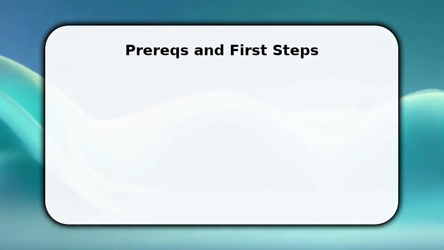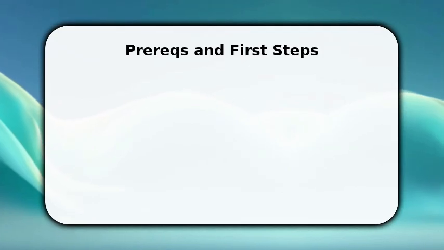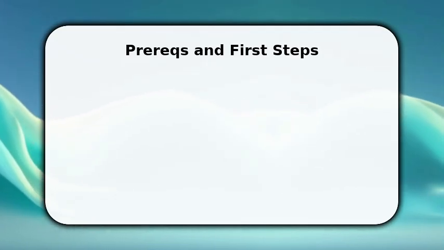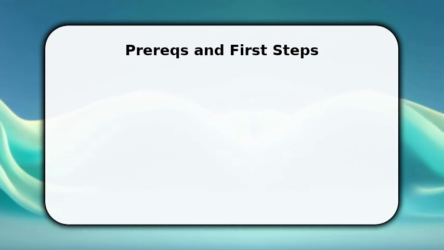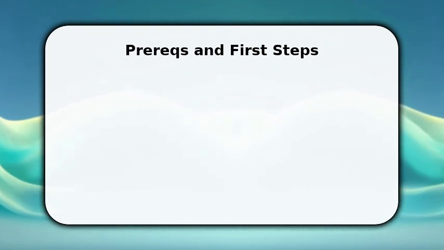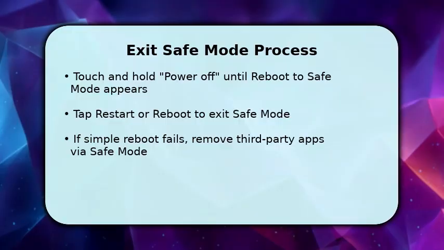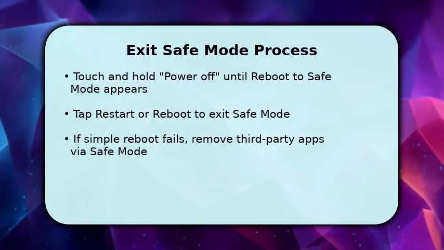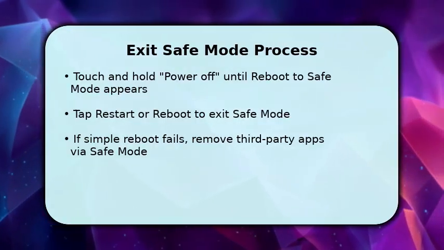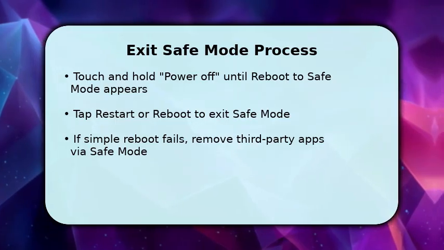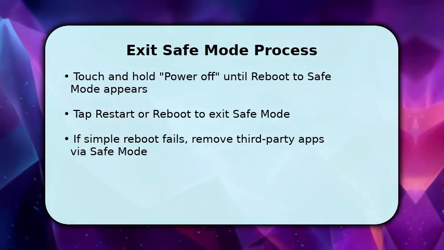This tells the system you want to exit the current boot option. Make sure to keep your finger down until the Reboot to Safe Mode prompt changes to a normal reboot option. Now continue the process. When the Reboot to Safe Mode prompt appears, release and then choose Restart or Reboot. You will see the device shutting down and starting normally. This clears the temporary safe boot flag.